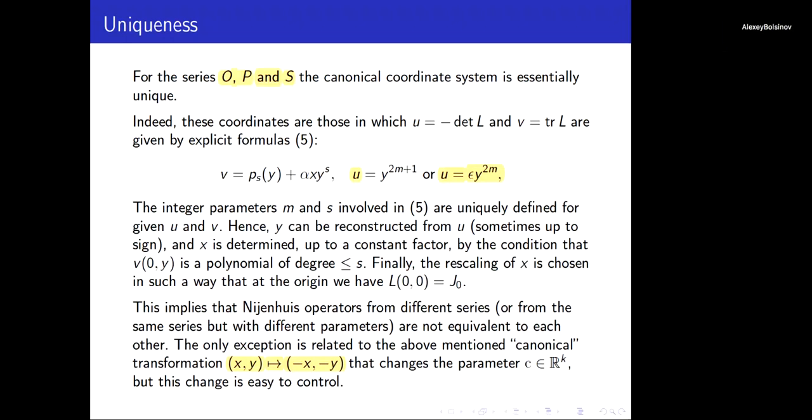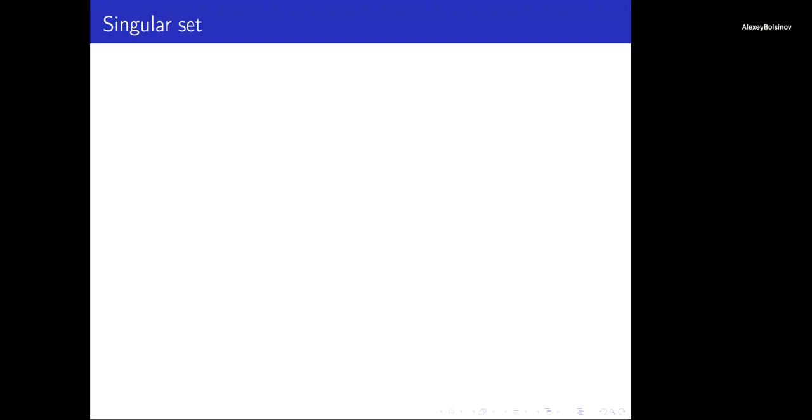So apart from this kind of small trouble, everything else is uniquely defined. And so, in particular, it follows from this that the normal forms from different series are not equivalent to each other, and also within the series they are different with different parameters, except for this little thing. Okay, next we are going to discuss singular sets and global behavior.